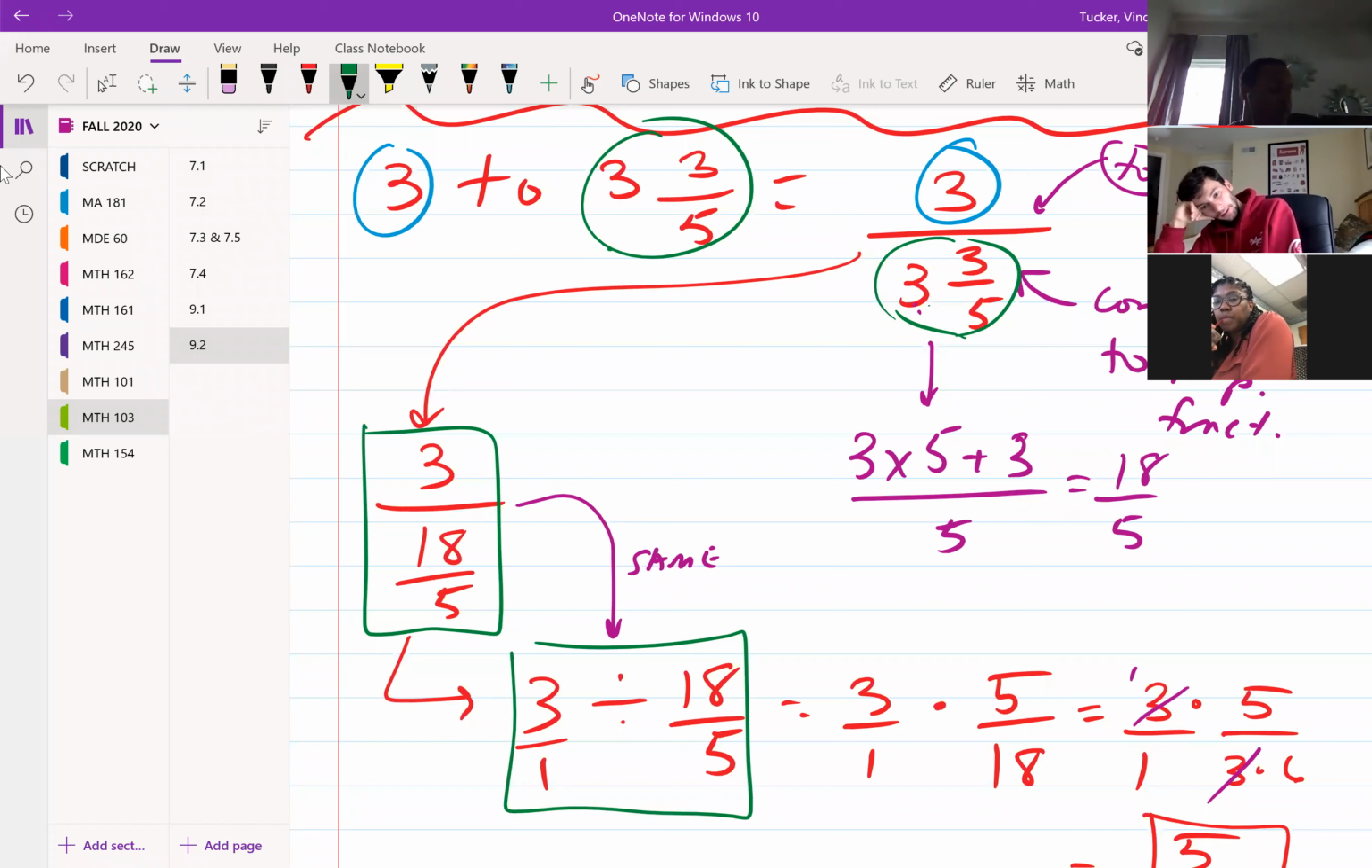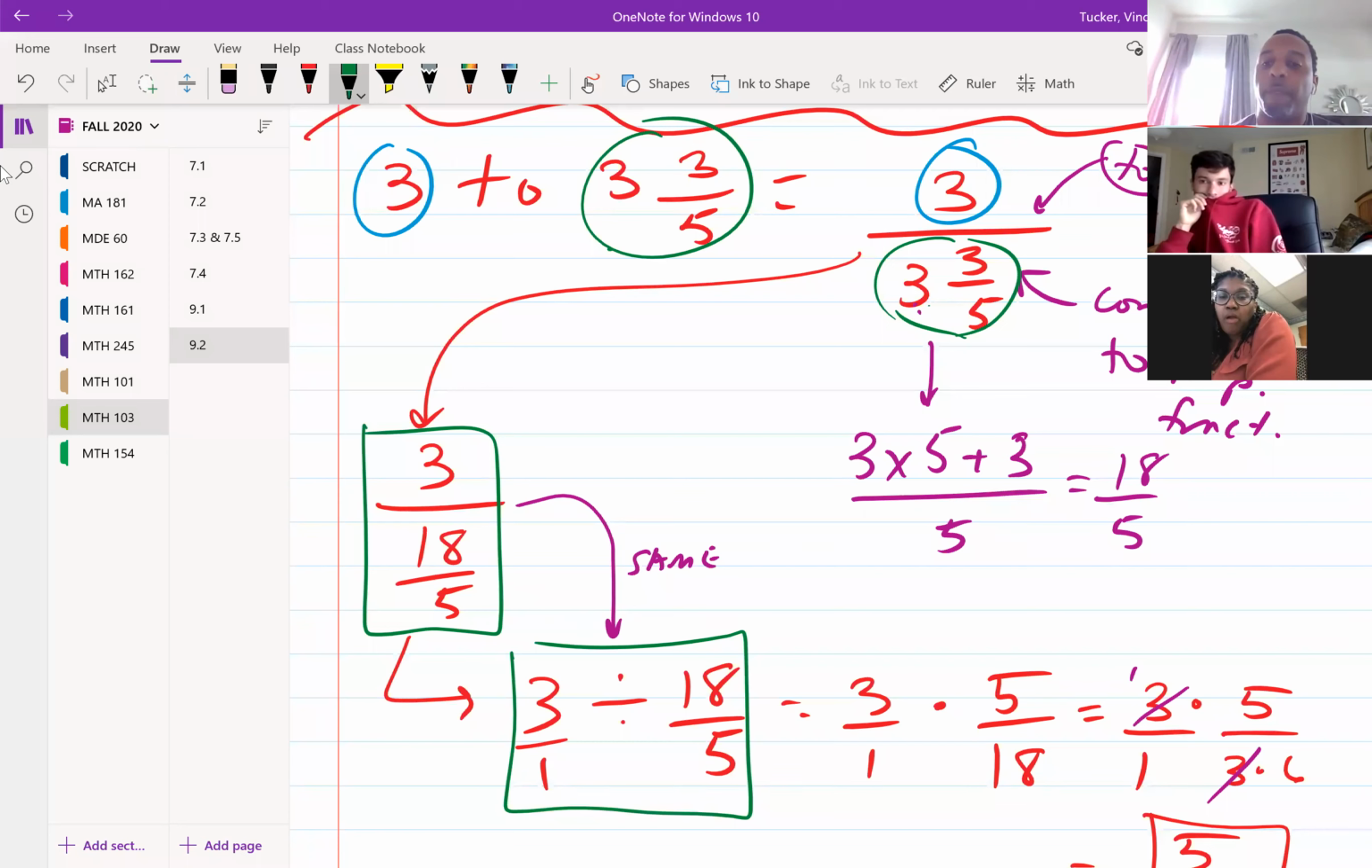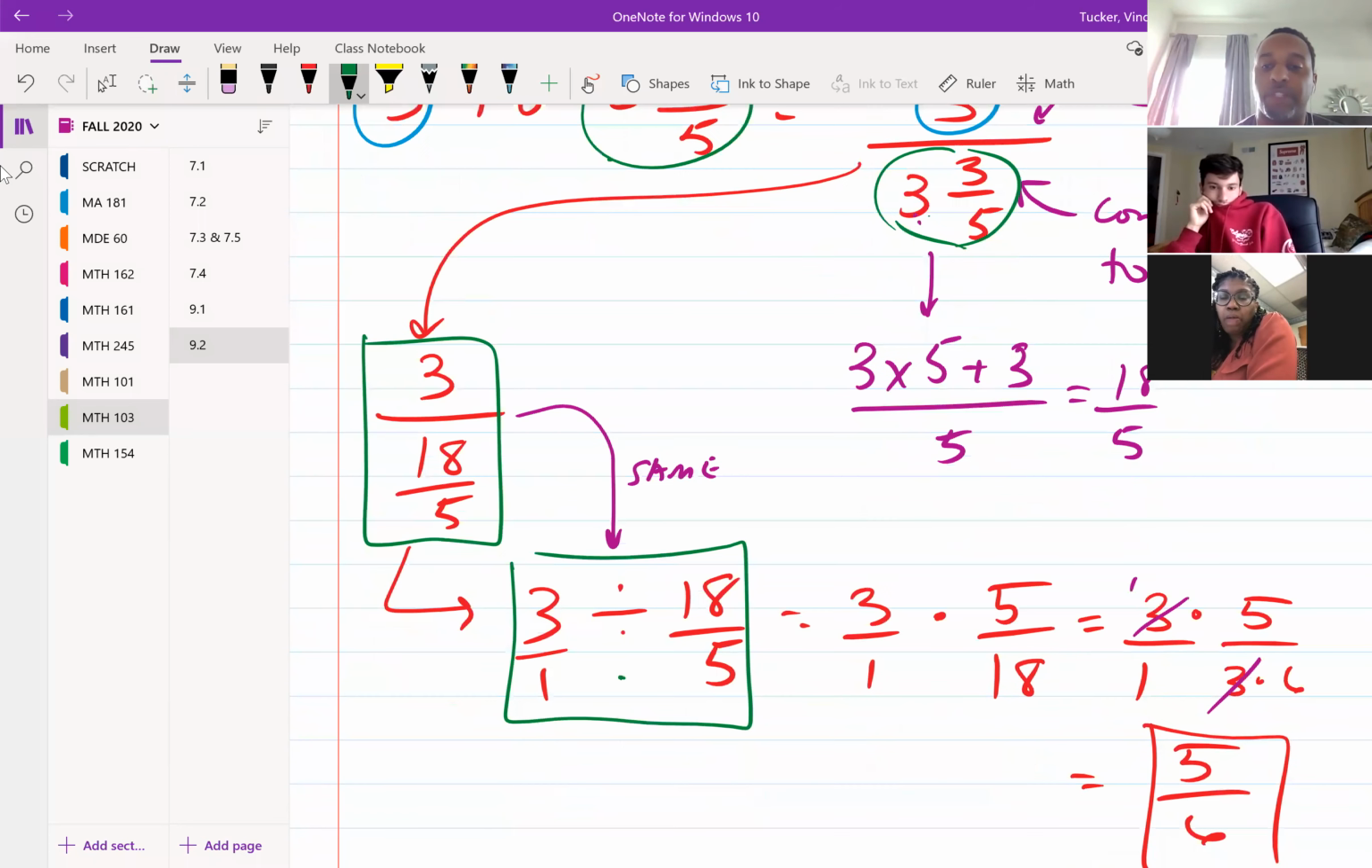And so then when you go about dividing fractions, don't forget that means you multiply by the reciprocal. So your division sign changes to multiplication. You flip the fraction that immediately follows. So that 18 over 5 turns to 5 over 18. Then to reduce before I multiply, I look at the 18 and see that 18 is 3 times 6. So I cancel out my 3, and that leaves me with 1 times 5 in the numerator, which is 5, and 1 times 6 in your denominator, which is 6. So that's 5 over 6.